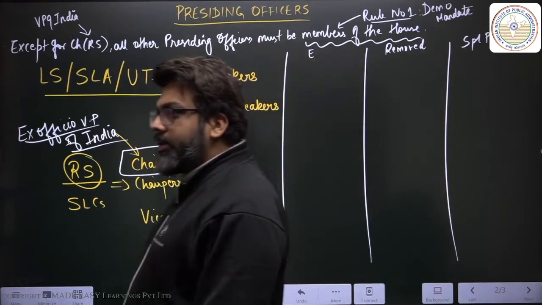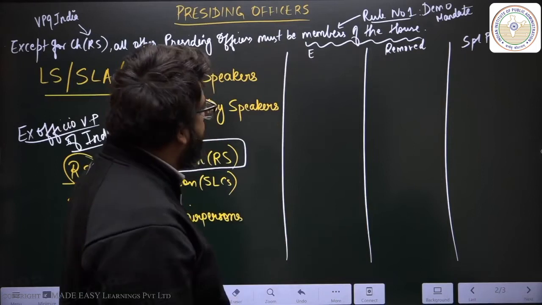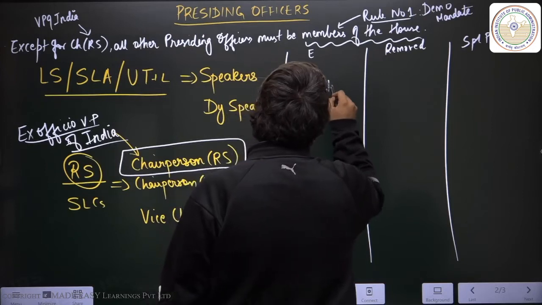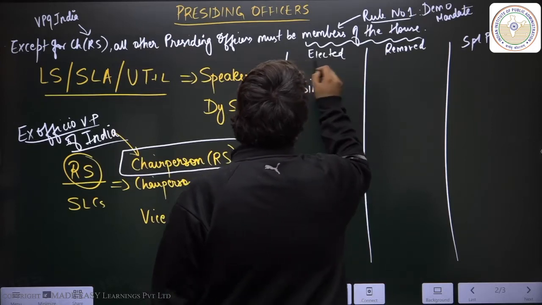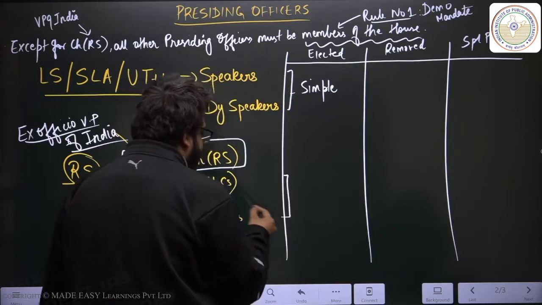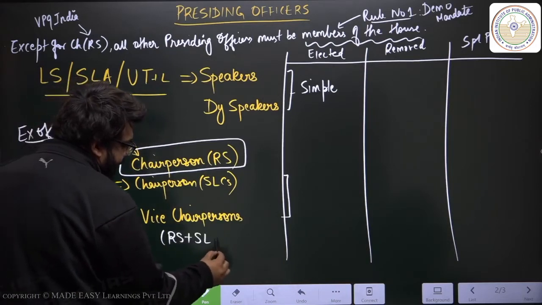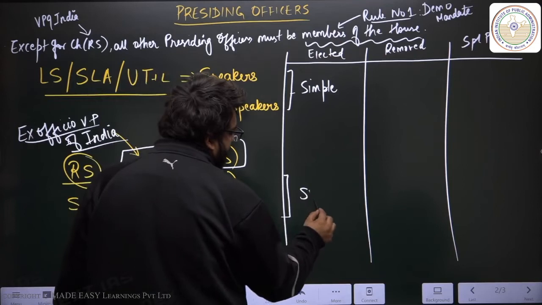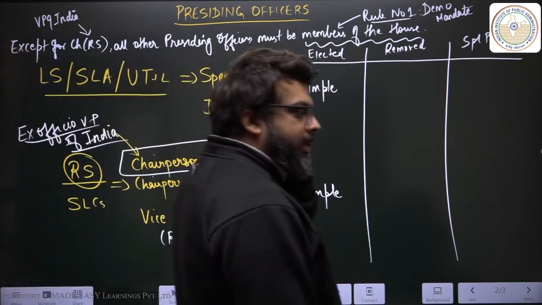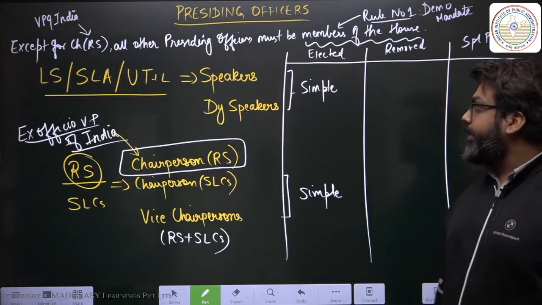Now, because this is going to happen on the floor of the House and because these are essentially going to be disciplinary bodies, both of them are elected through a simple majority. Even the chairpersons of the legislative councils and the vice chairperson of the Rajya Sabha and state legislative councils are also elected through a simple majority. We've already covered what these kinds of majorities are.